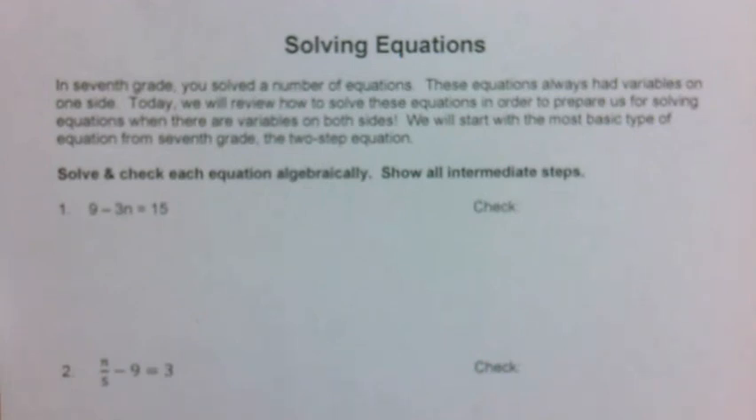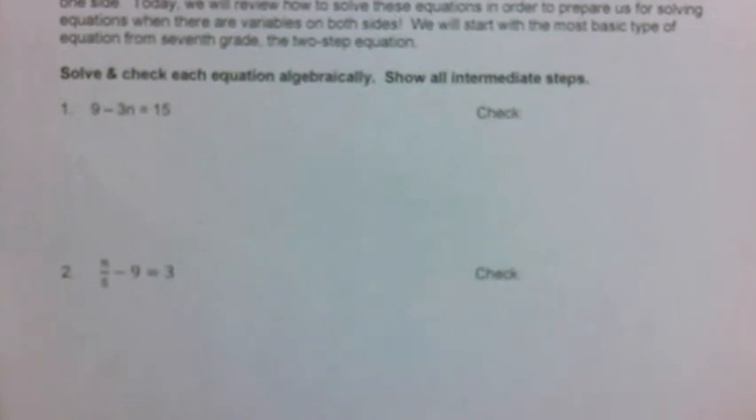Our first few examples are going to start with the most basic type of equation from seventh grade, which was the two-step equation. In each example, I'm going to solve and check the equation algebraically, and we're going to show all intermediate steps. Number one says 9 minus 3n equals 15. Again, this is called a two-step equation because it's going to take two steps in order to isolate our variable, which is the ultimate goal. We have to try to figure out what n is equal to in this example.